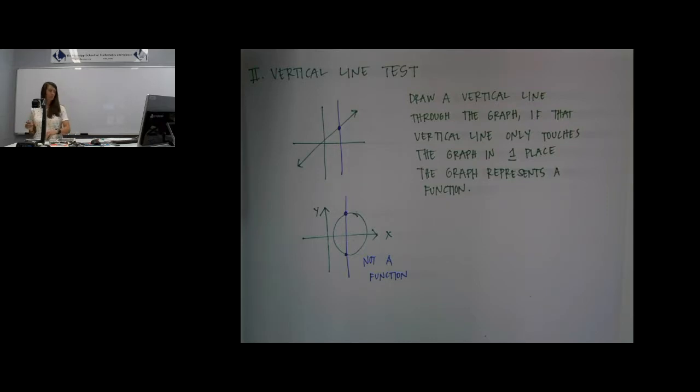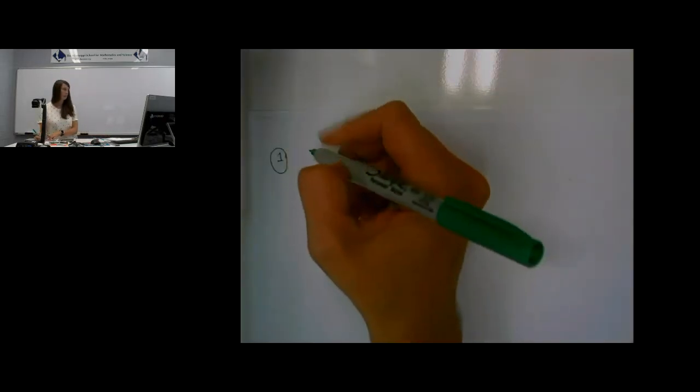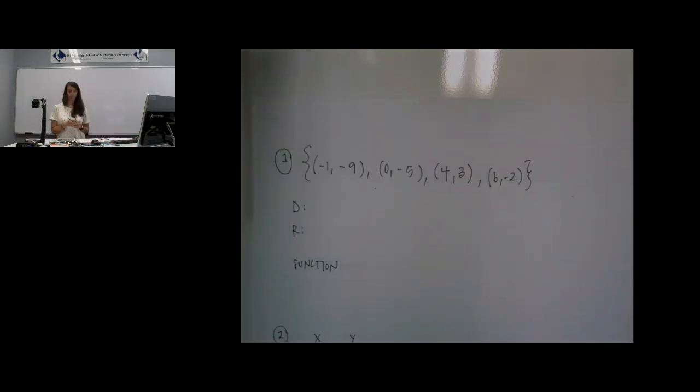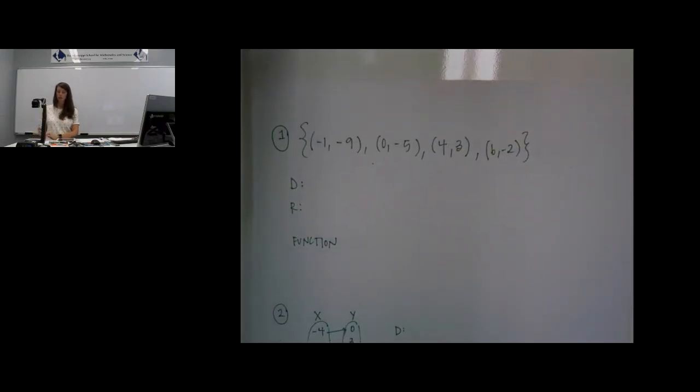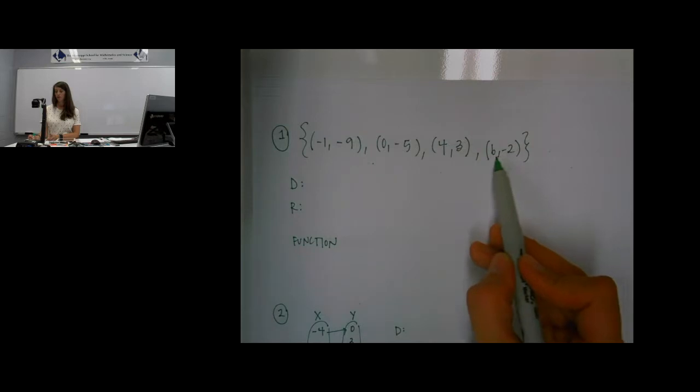Let's do some examples. Here are some ordered pairs that are set. Let's do this question here. It's got a set of ordered pairs: -1, -9, 0, -5, 4, 3, and 6, -2.